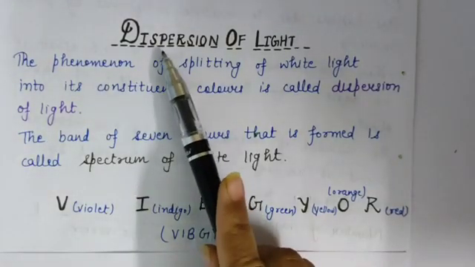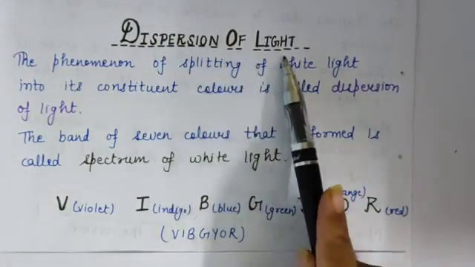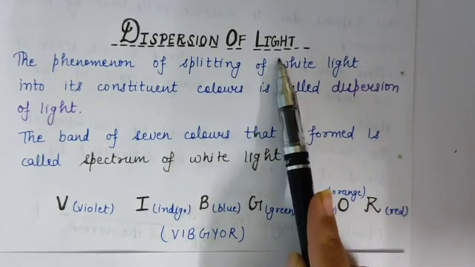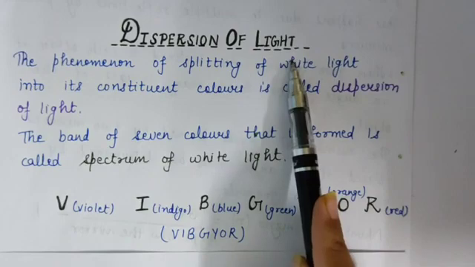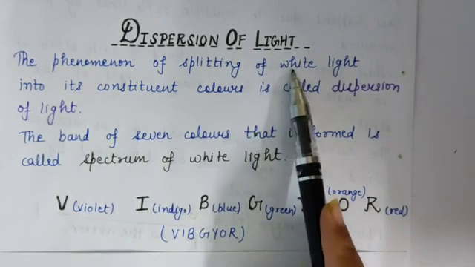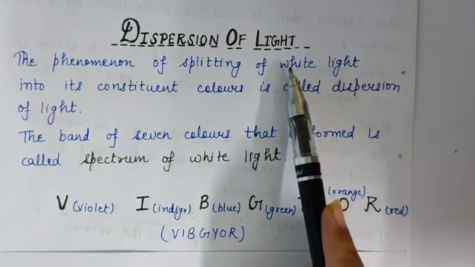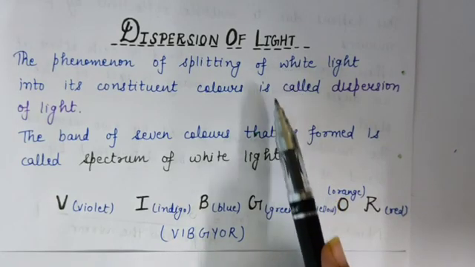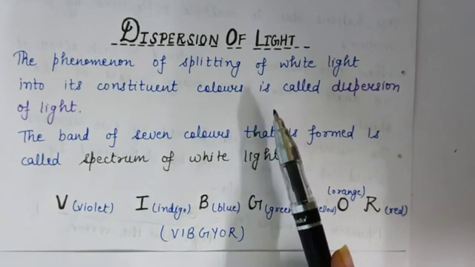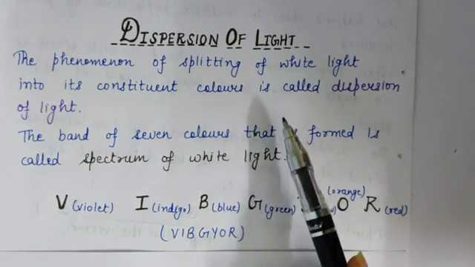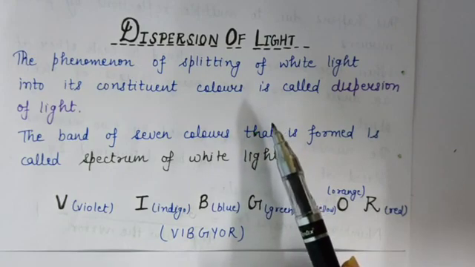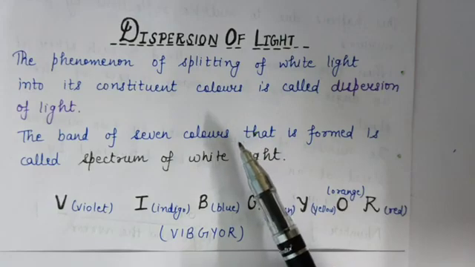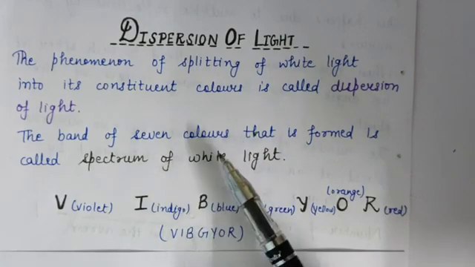Now our next topic is dispersion of light. Students, you must have seen a rainbow in the sky after a shower of rain. Sometimes you can also see colors of a rainbow in a soap bubble in front of a light source. In the same way, when light is made to pass through a prism, it splits into 7 colors.